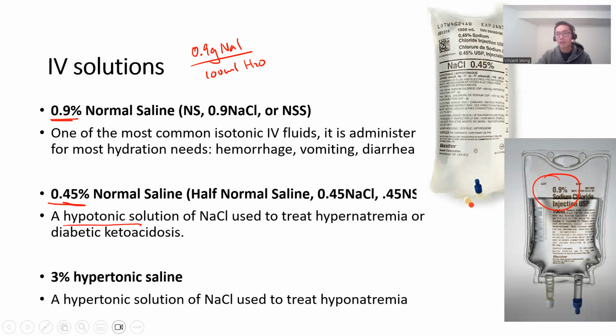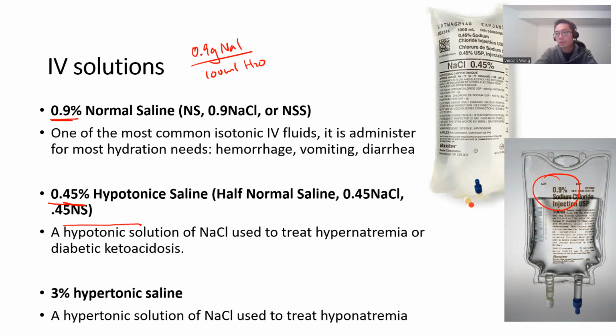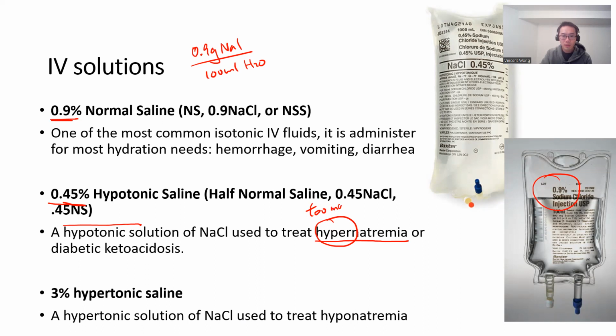This should say hypotonic. I don't know why this says normal. Hypotonic. So this is half normal saline. And this is useful to treat hypernatremia. Hyper means too much.